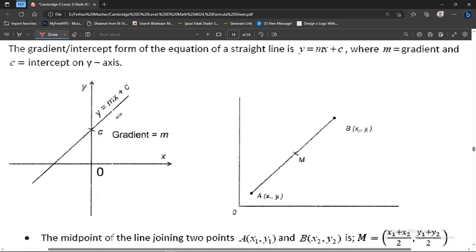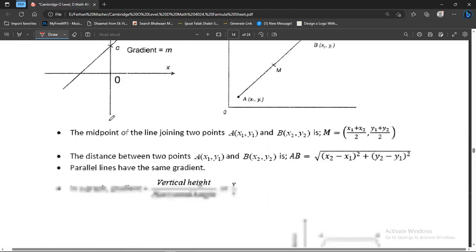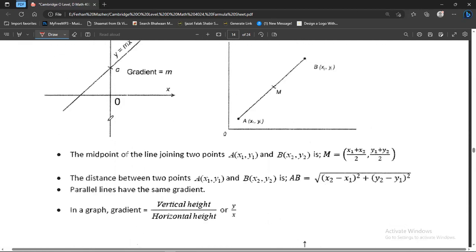Okay, so here we have the midpoint of the line joining two points A (x1, y1) and B (x2, y2): it is ((x1 plus x2) divided by 2, comma, (y1 plus y2) divided by 2). Finding the midpoint is very important. The distance between the two points A and B is the square root of (x2 minus x1) whole square plus (y2 minus y1) whole square.